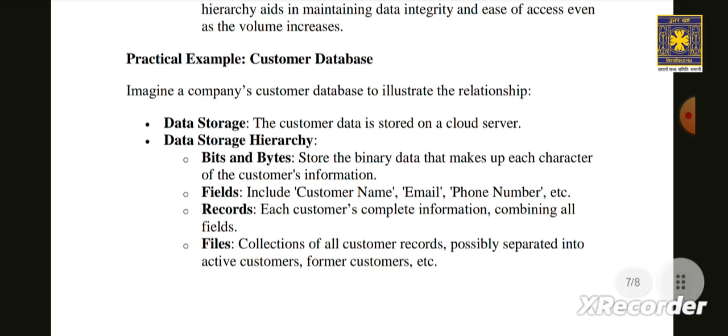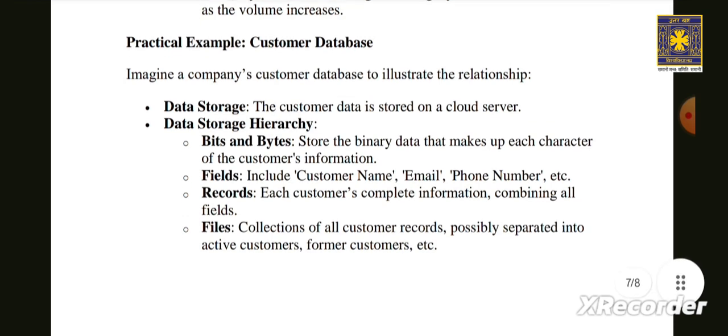Let's take a practical look at how a customer database works and how it relates to the data storage hierarchy. Imagine you are running a business that stores customer information digitally. Firstly, your customer data is stored accurately and securely on a cloud server. This is where all the information about your customers is kept safe and accessible.